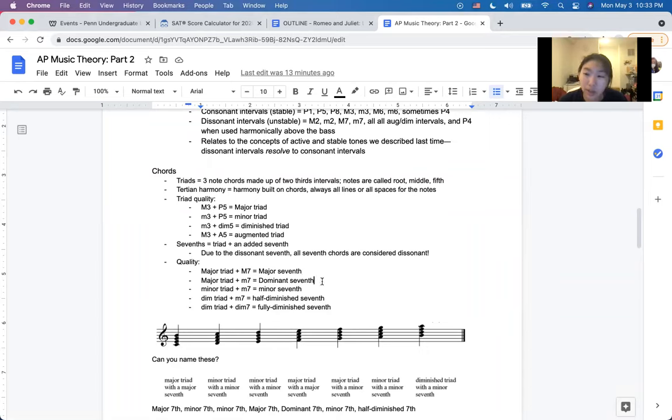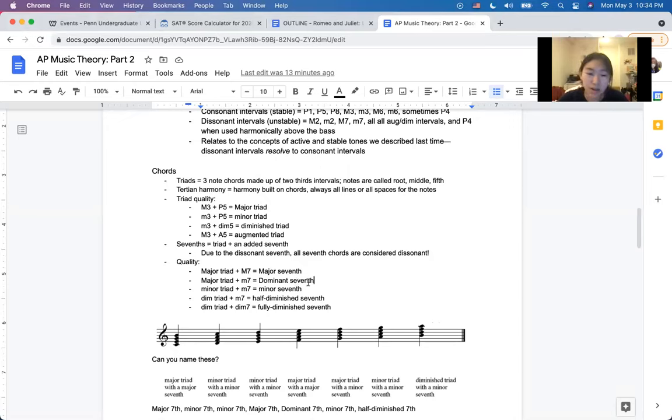A dominant seventh, be careful. This is pretty much the only place where you will see something called a dominant that's not a fifth. A dominant seventh is a major triad and a minor seventh. This is what you would probably think of in your mind when you think about a seventh, really any seventh. For instance, C, E, G, and B-flat would be a dominant seventh. It's just what comes to mind first when you think of a seventh.